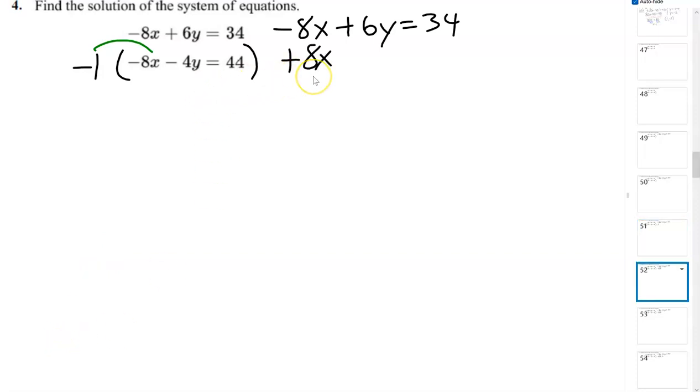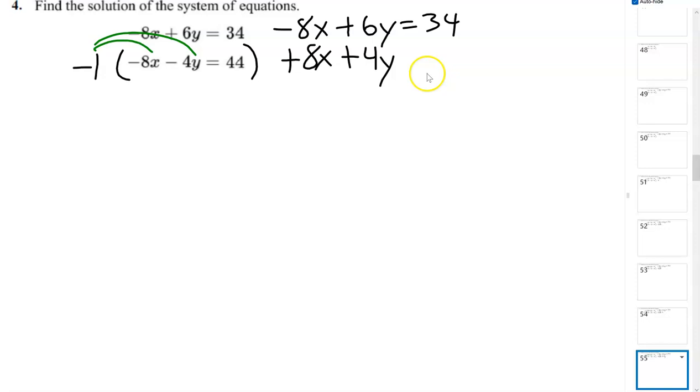So I get 8x. Now I'm going to do -1 times -4y. Negative times a negative is a positive. And then 1 times 4 would be 4y. Alright, and then negative times a positive is a negative. -1 times positive 44. That gives me a negative, and then 1 times 44 is 44.